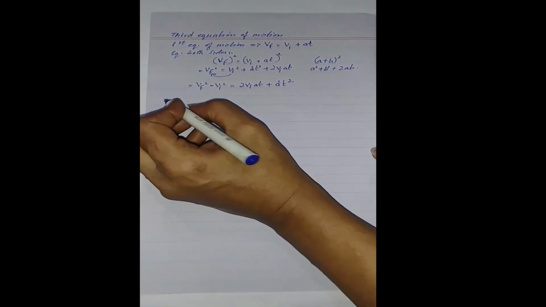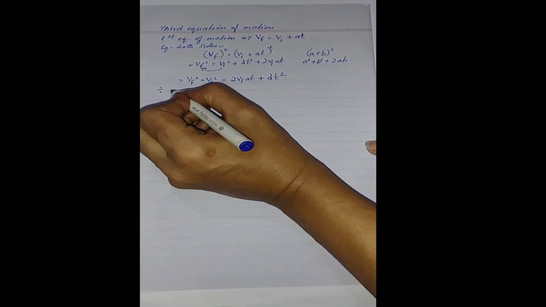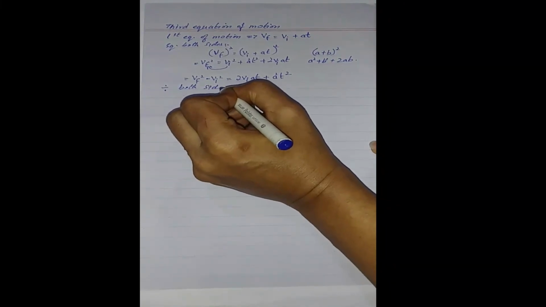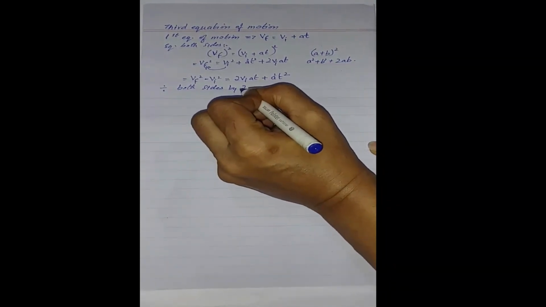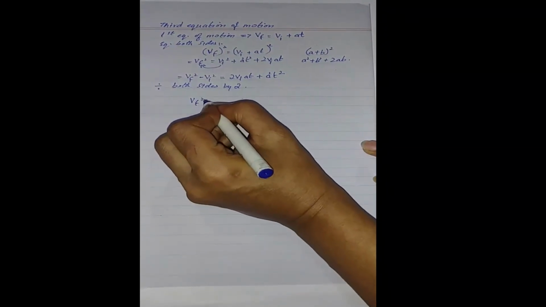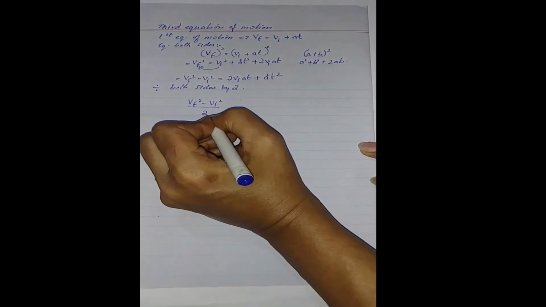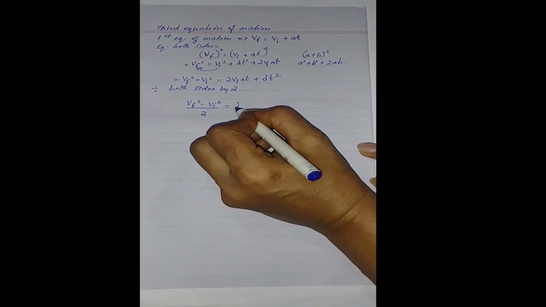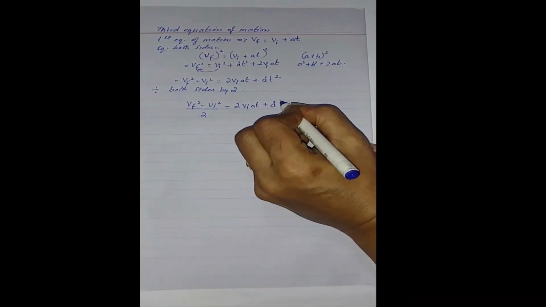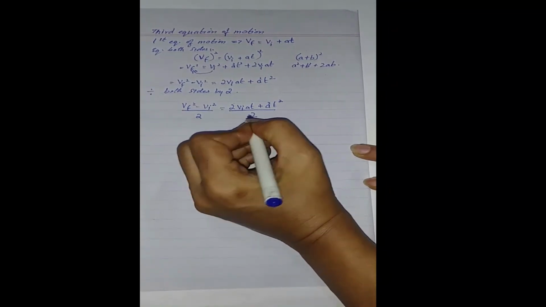Now we are going to divide both sides by 2. Left hand side is Vf square minus Vi square divided by 2, and on the right side we have 2Vi at plus a square t square divided by 2.